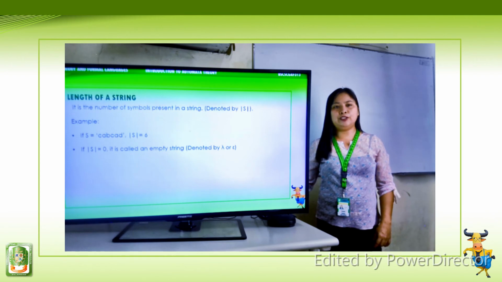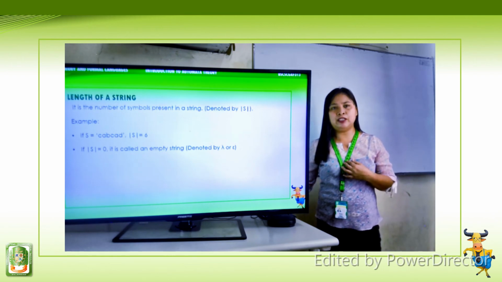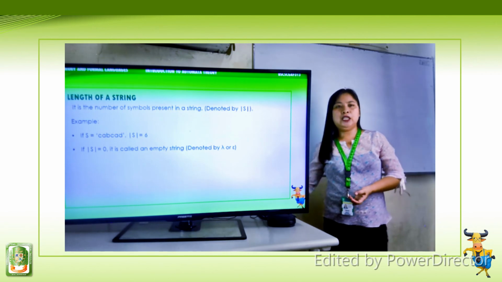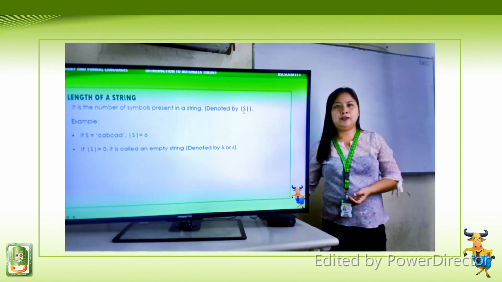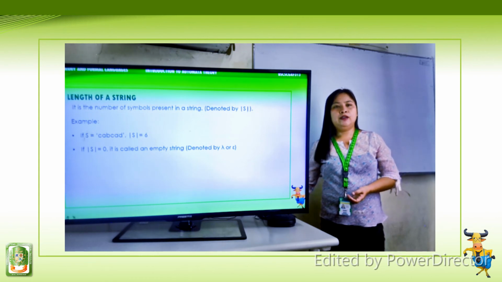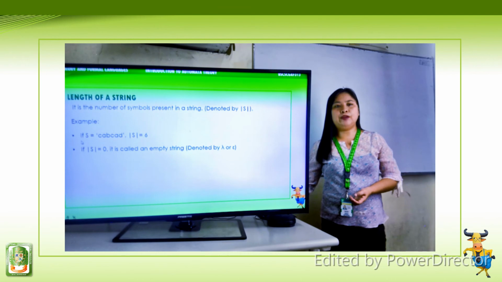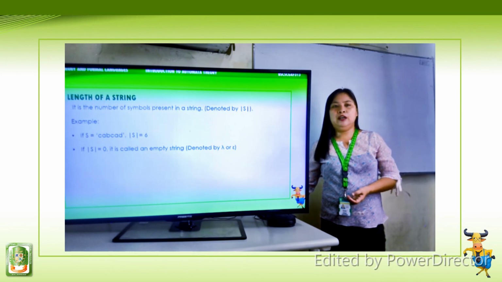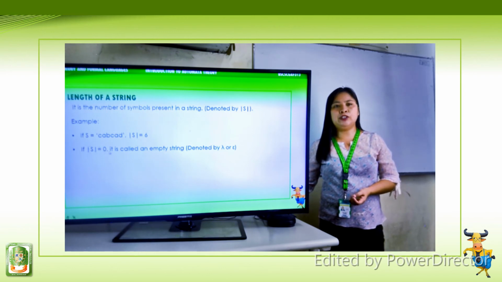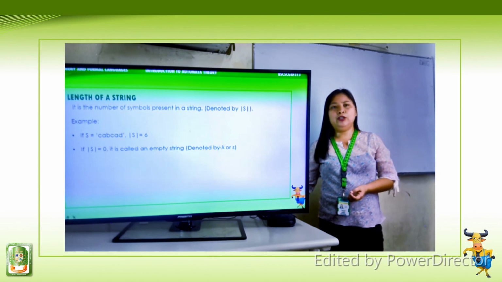The length of a string is the number of symbols present in a string, denoted by this symbol. So, for example, if the string S is equal to CAB, the length of the string is 3. Just count the number of symbols or the number of characters. If the length of the string is equal to 0, it is called an empty string, and it is denoted by this symbol.